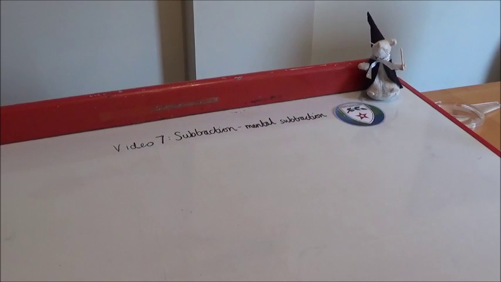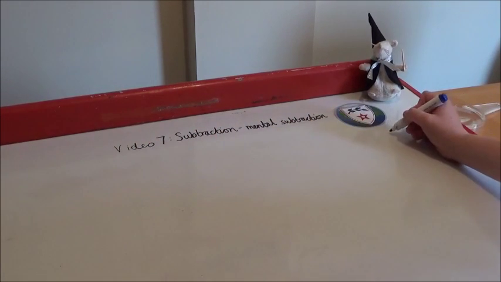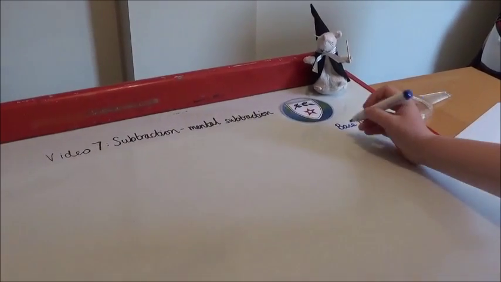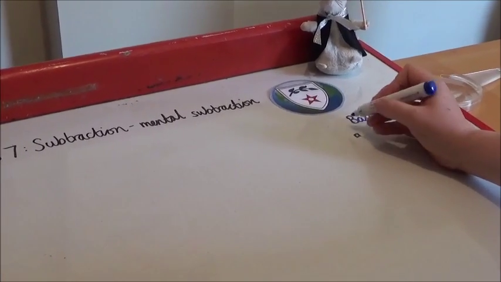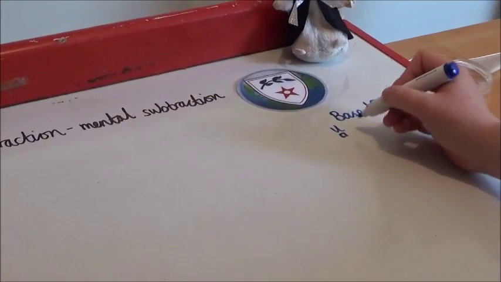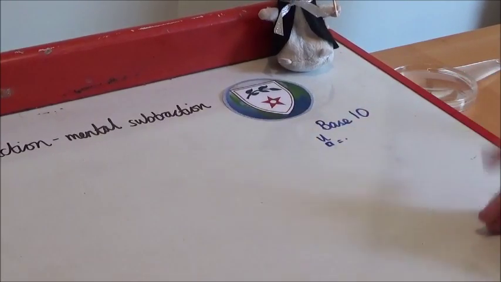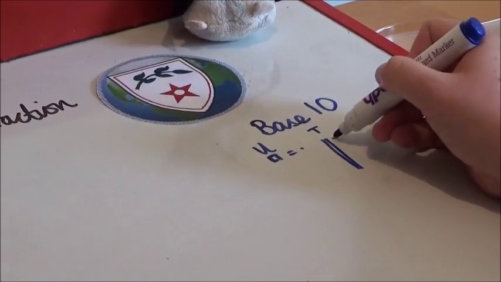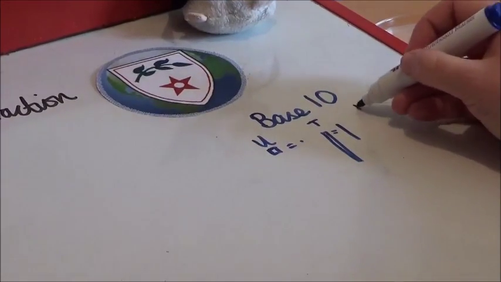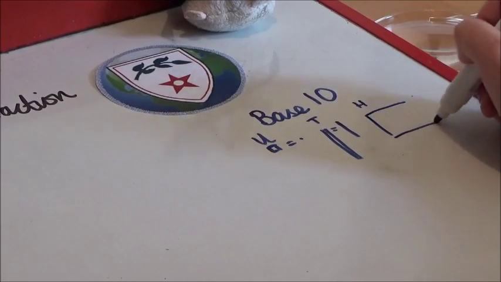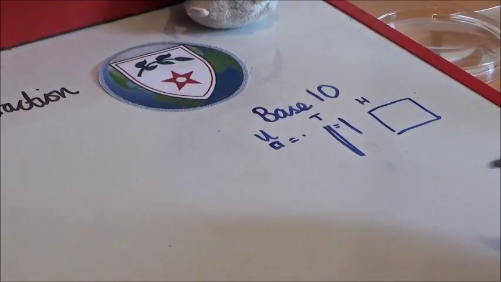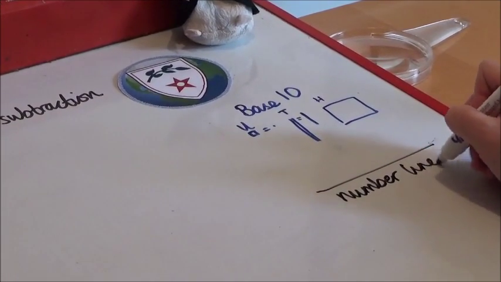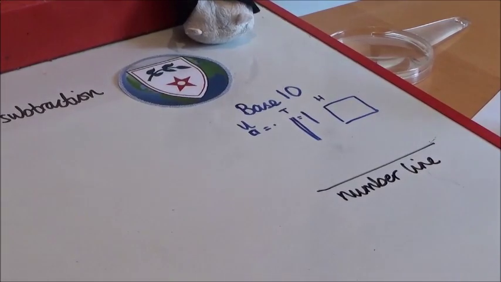Okay, mental subtraction. Just like we did with mental addition, I'm going to be using base 10 to explain what I'm doing. And just like I said before, for ease and quickness, I'm going to draw a unit as a dot. Tens, we usually draw as a rod, but again for ease, I'm going to draw them as a line. And hundreds will remain the same as a square. I'm also going to be using a number line to explain what I'm doing in my head when I'm doing it mentally.